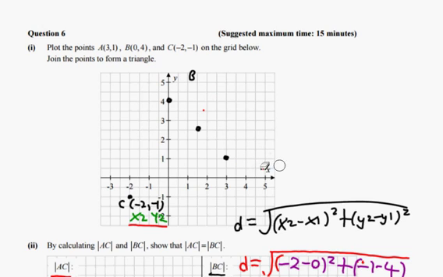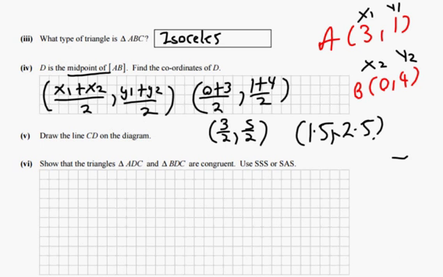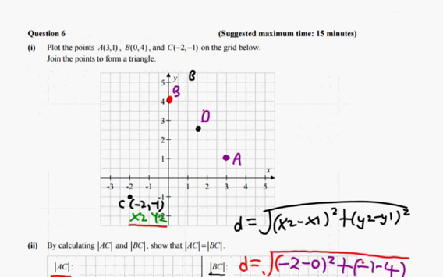Is it dead centre of the red dot and the purple dot, which were A and B? So that is point D, isn't it? And what does it want me to do? Draw D to C. There we are. Everybody happy enough with that? Okay.